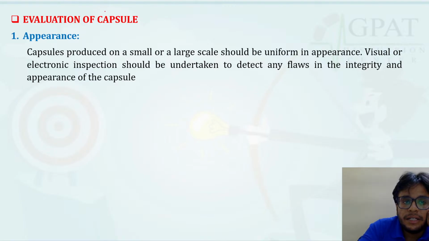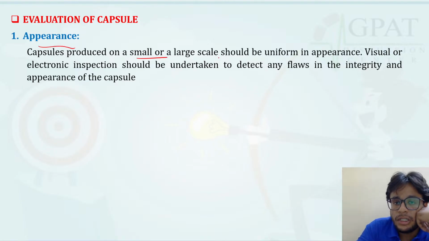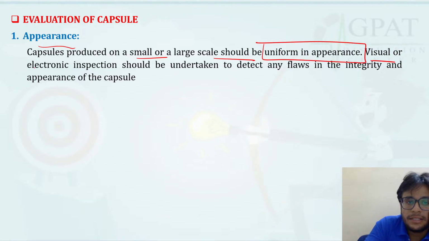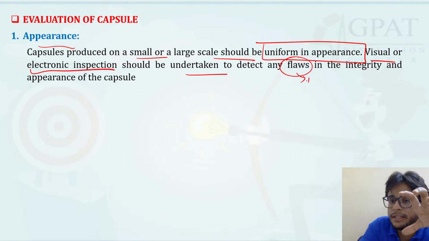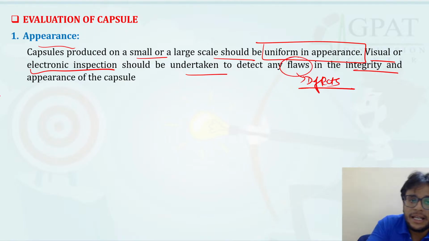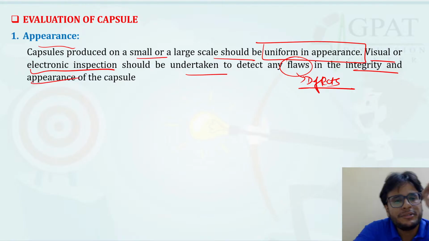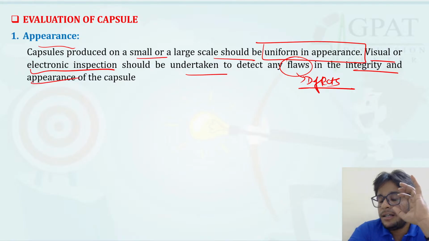Then comes the evaluation of capsule appearance. The capsules produced on a small or larger scale should be uniform in appearance. Visual as well as electronic inspection should be undertaken in order to detect any kind of defects. Flaws can be defects in the integrity as well as in the appearance. So we just have to check that the appearance is uniform, with no flaw in the integrity.